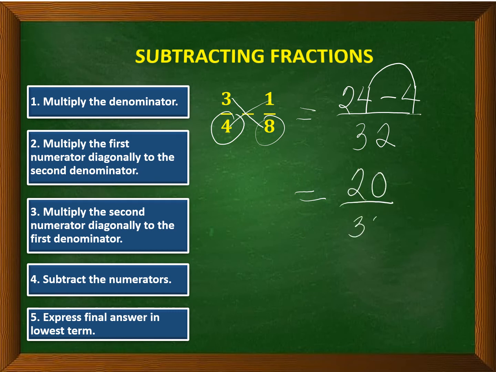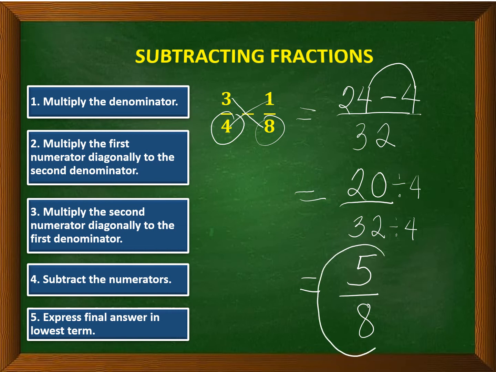over 32. Is that already our final answer? Not yet. This is divisible by 4. Create a common factor, 4. Okay, so 20 divided by 4 is 5. And 32 divided by 4 is 8. So our final answer is 5/8.